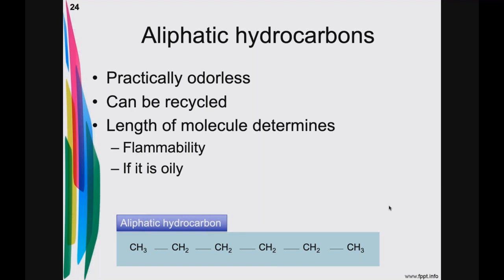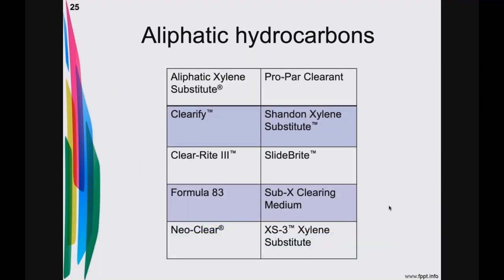The length of the chain also is going to determine if it's oily or not. The longer the chain, the oilier it is. And in fact, if that chain is so long, it's going to actually be a solid at room temperature. The wax that we use, paraffin wax, is an aliphatic hydrocarbon. It's just such a long molecule that at room temperature it's a solid. But if you shorten it, it'll be liquid. Between solid and a nice liquid flow is something that's going to be oily or greasy.